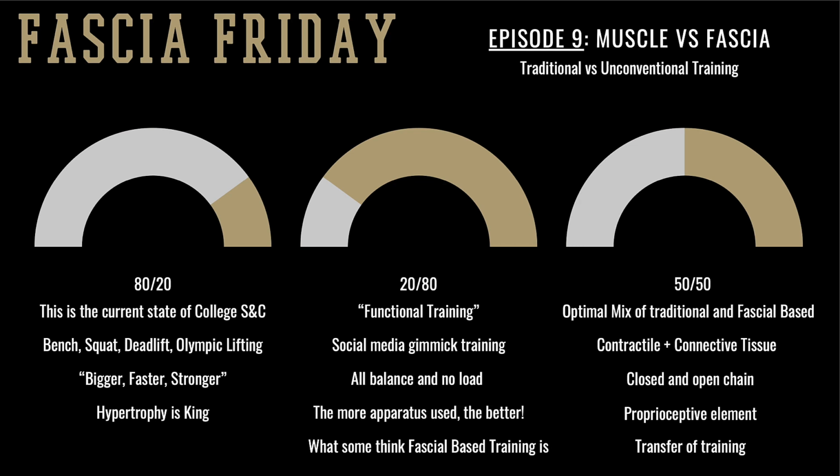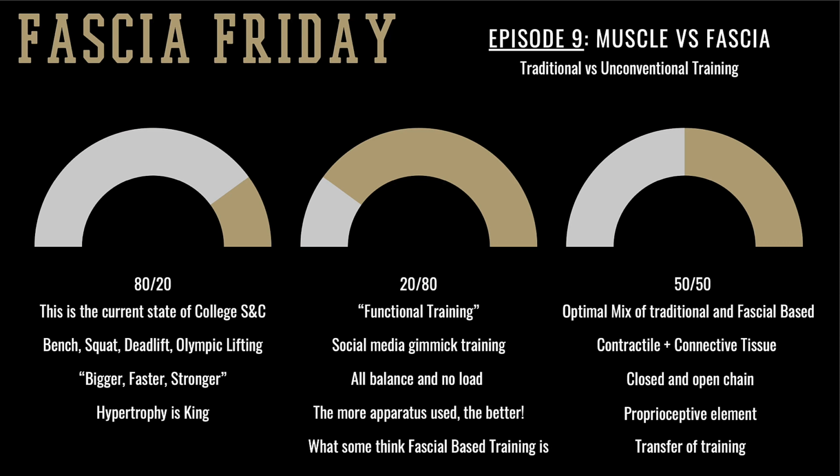The closed chain obviously being where you have solid body points on the ground or bench. Fixed positions. Open chain being very much more sport-like, more chaotic, more of the proprioceptive element, more of the sensory motor element, which in our eyes has a greater transfer of training to sport, which is inherently chaos.